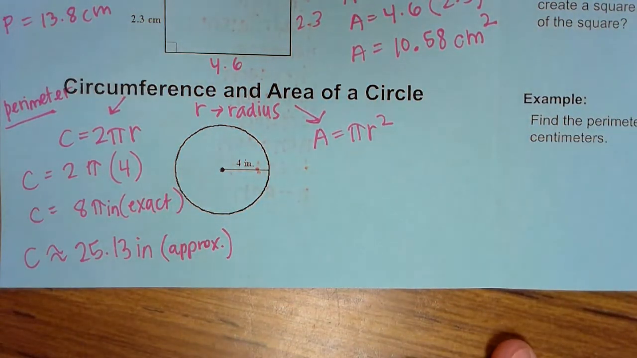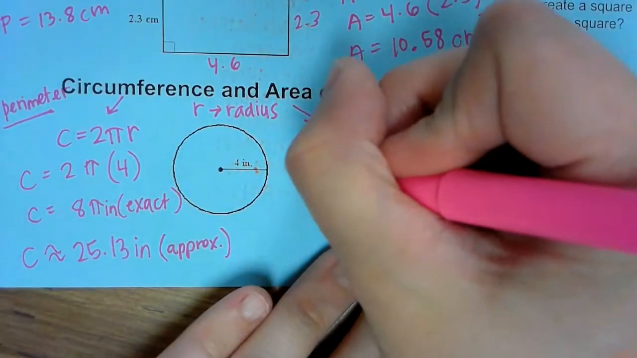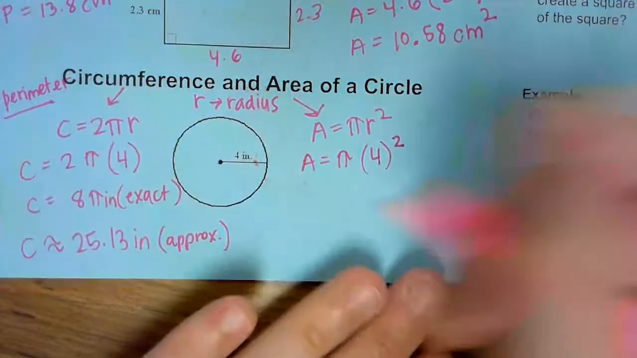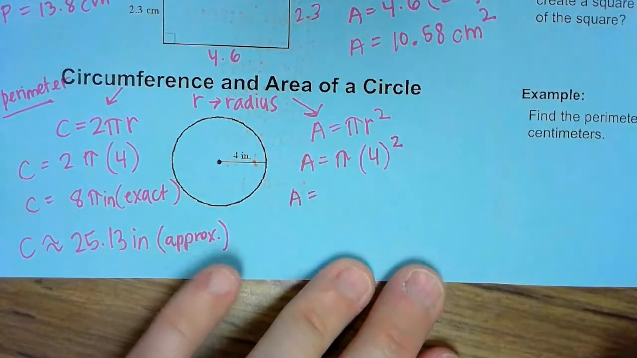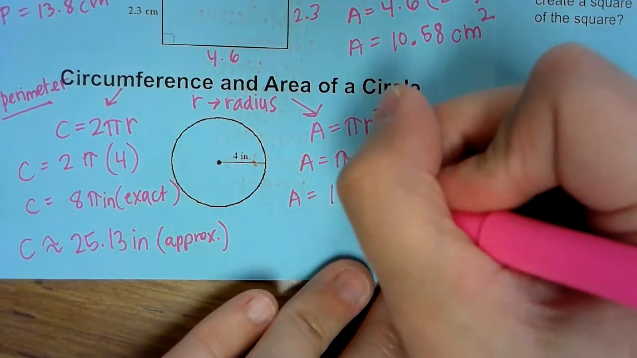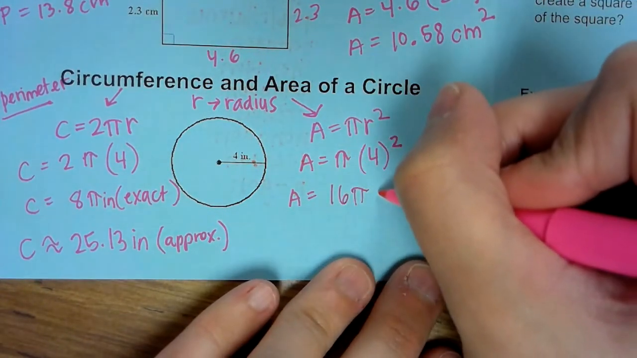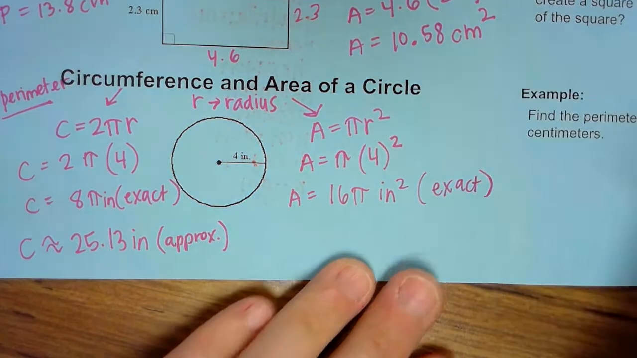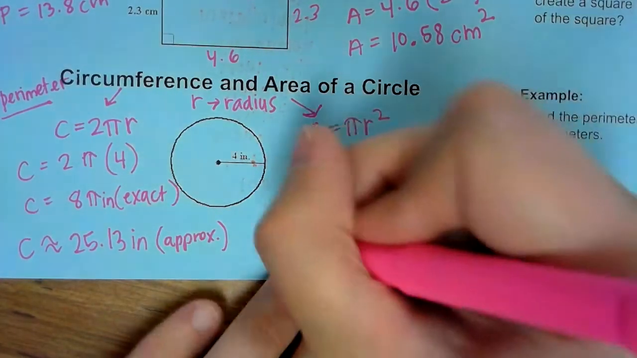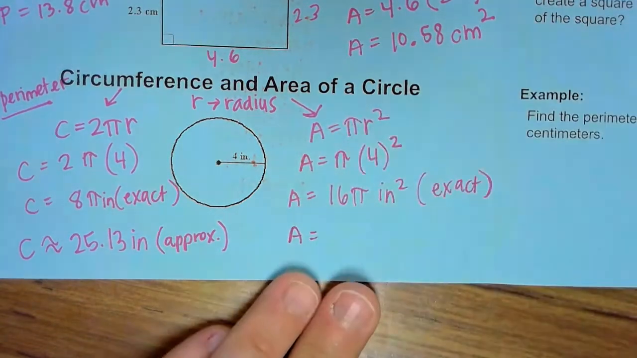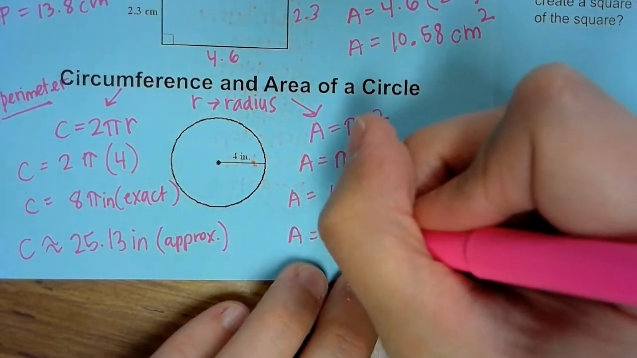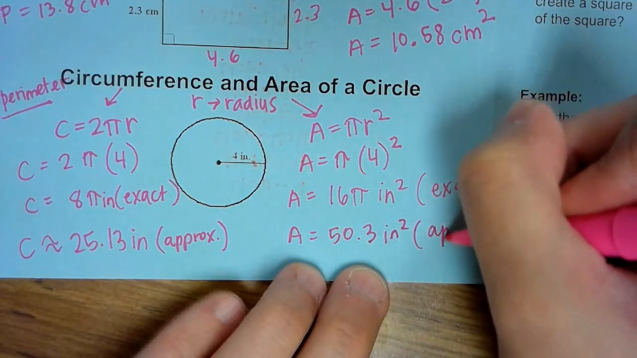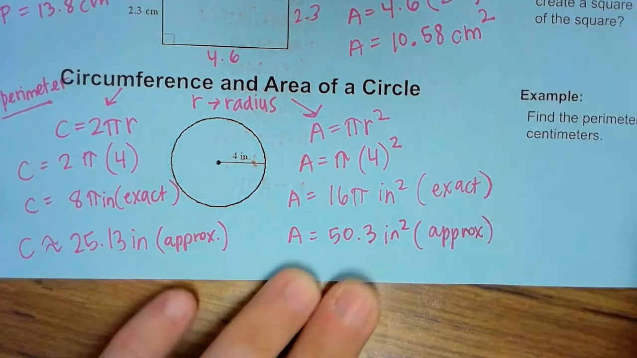All right, let's look at area. Same thing. I'm just going to plug into my formula. Pi times r squared. If I want my exact area, I'm just going to do the 4 squared, so 16 pi. Remember, area is inches squared. That's my exact area. And if I type that in my calculator, that would give me 50.3 inches squared is my approximate.